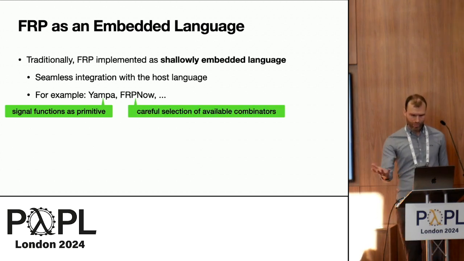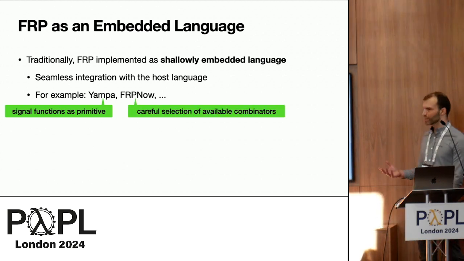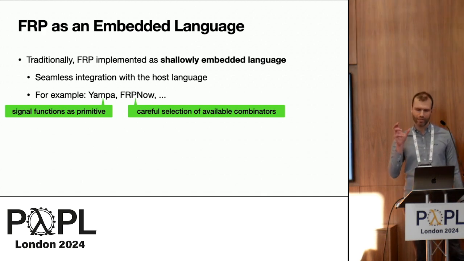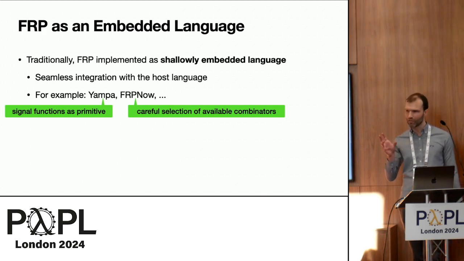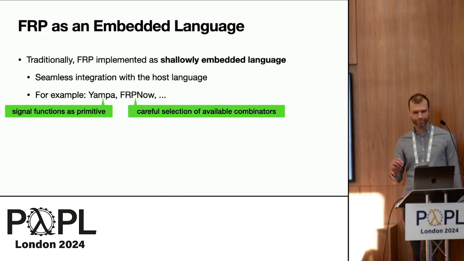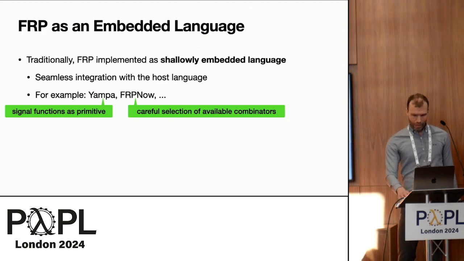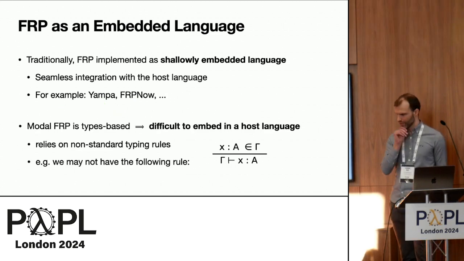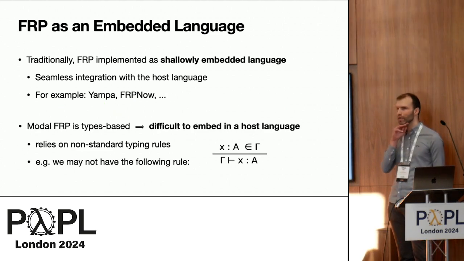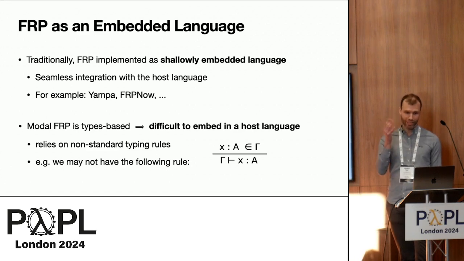Another library is FRP Now, and what they do is they only give you a careful selection of combinators to construct and combine these signals. Here, things are a bit more difficult. We are relying on the type system to ensure that our programs are well formed and don't go wrong in a temporal sense. So it's not easy to embed this as a shallow embedding in a host language.